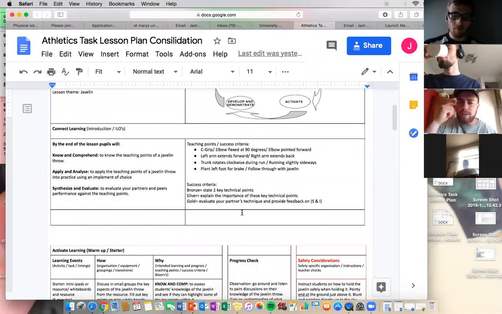In our teaching points to the right, as you can see, we highlighted just the key aspects of what we thought were key to a javelin throw. Obviously, it's very technical, but we just wanted to get the key points down that we thought were necessary to provide the students within the class.